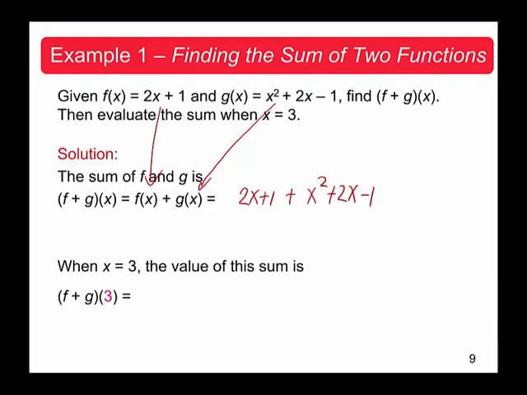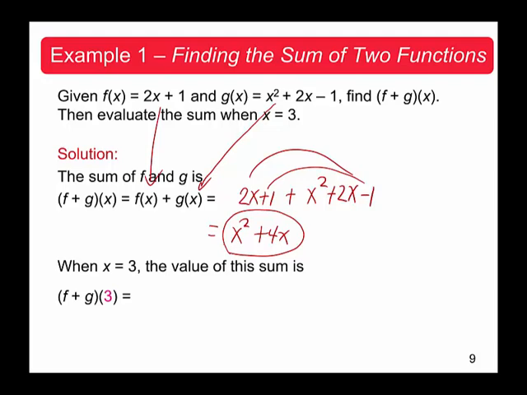And after that we combine like terms. The leading term is x squared, 2x plus 2x gives us 4x, plus 1 minus 1 becomes 0. Okay, so basically you can omit that. So we get a new function. The sum of those two functions turns out to be x squared plus 4x. Now this is the combination of those two functions.